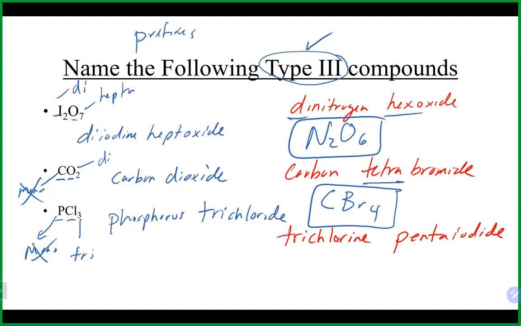And lastly, here on my made-up thing, probably here, tri and penta are our type 3 prefixes. Chlorine is Cl and tri is 3. Iodide is I and 5 in this case. And there we go. Any questions on type 3? Yeah. So pretty straightforward, probably the easiest ones.